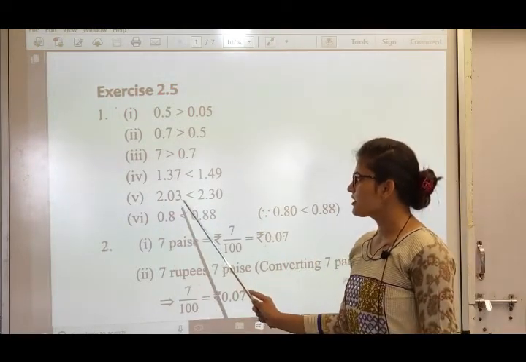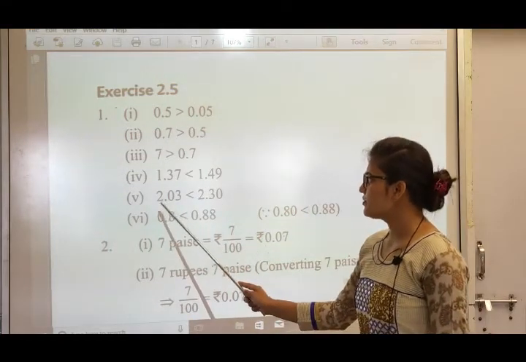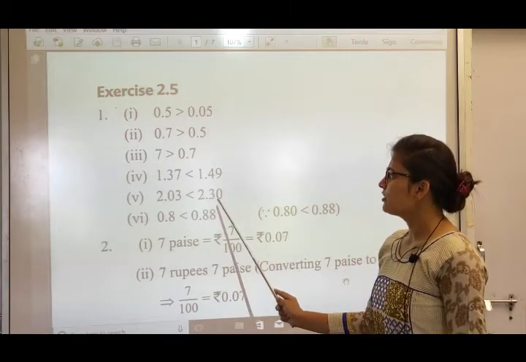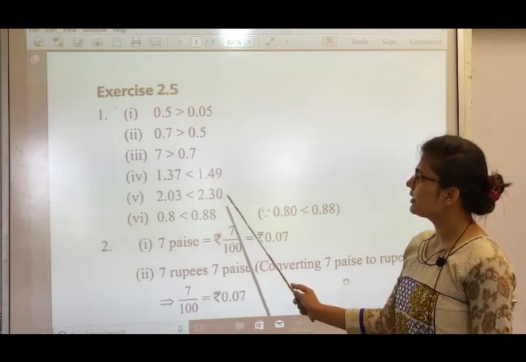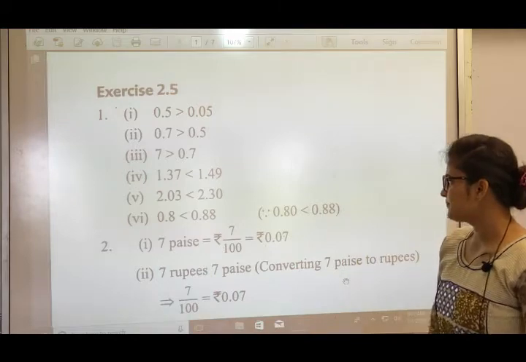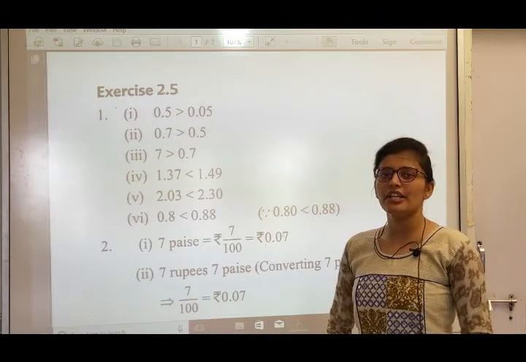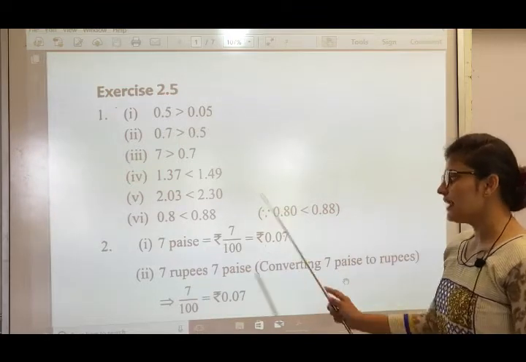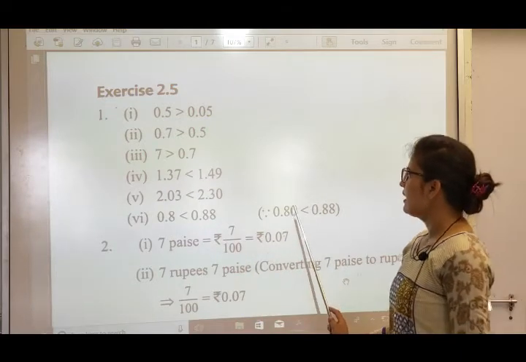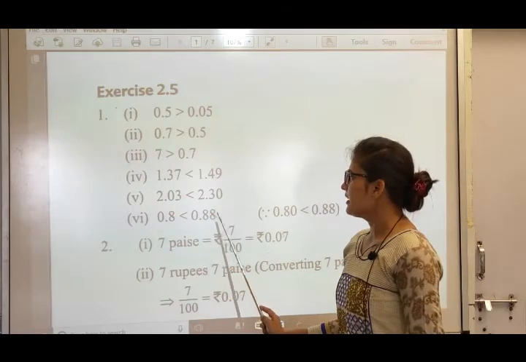So 2.03 and 2.30. Now you can see first digit 2 and 2 are same. After the point 0 and here 3. So 3 is greater. So this 2.30 is greater. Now 0.8 or 0.88. 0.8 can be written as 0.80 or 80. 0.80 or 0.88. So you can see which is greater, 80 or 88. 88 is greater. So 0.88 is greater.